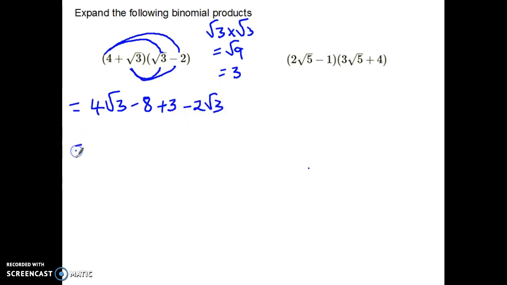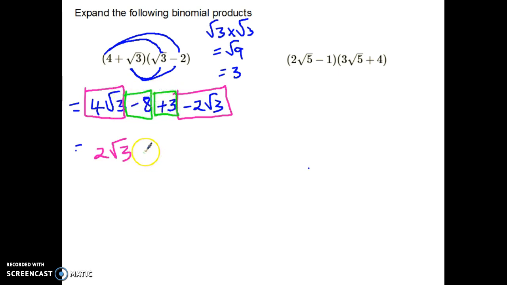All that's left now is to group things together. I've got 4 root 3's here, and I'm taking away 2 root 3's, so I have 2 root 3's left. And then I have minus 8 plus 3, minus 8 plus 3 is minus 5. So that would be my solution there: 2 root 3 minus 5. I've just done the colour coding there so you can see where everything came from.